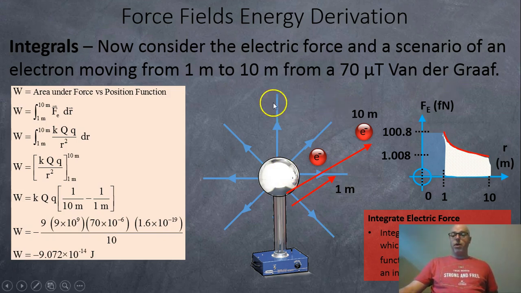And so in this situation, if we have a Van de Graaff of 70 microcoulombs, and we want to move an electron from 1 meter to 10 meters, it's going to be easy. It's going to be deflected, repulsed, I should say. It's going to have a force of around 1 femtonewton, and we're going to get to like 100 femtonewtons from when it was close by. And the work would be 9.072 times 10 to the negative 14 joules.